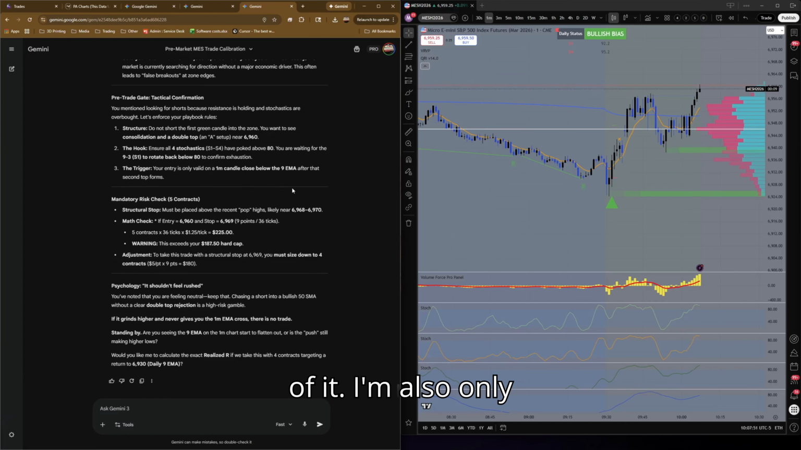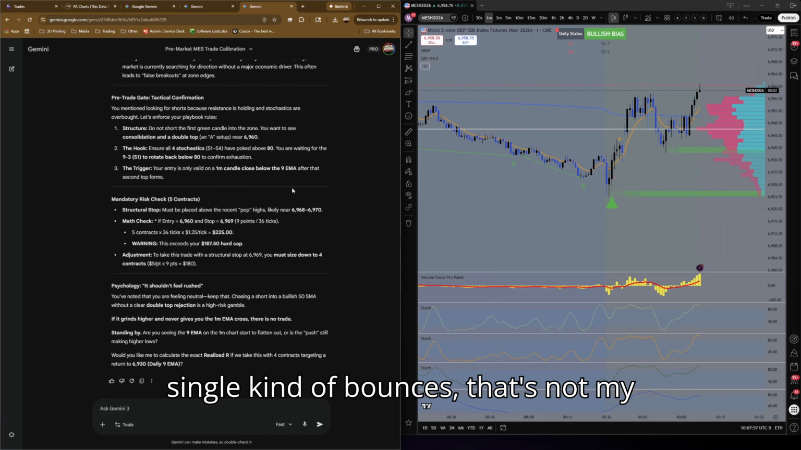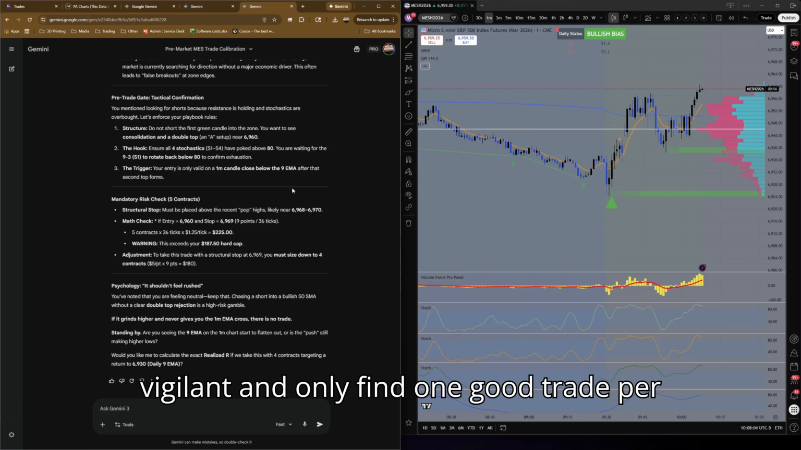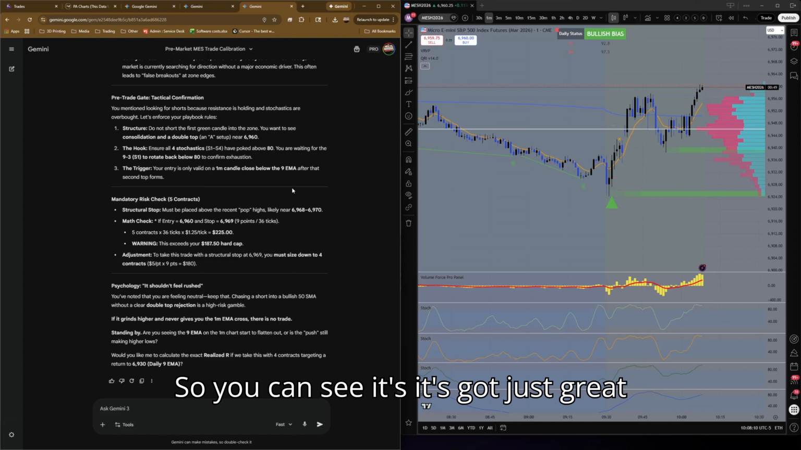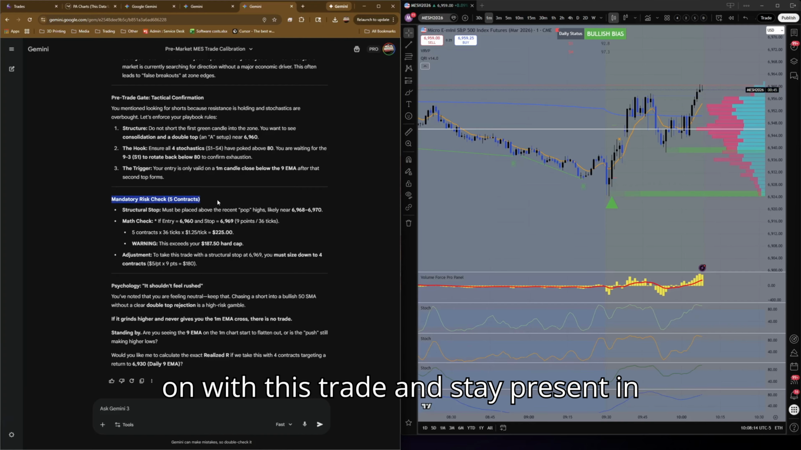I'm also only looking for A setups. So I'm not interested in these single kind of bounces. That's not my trade right now. I'm trying to stay vigilant and only find one good trade per day. So you can see it's just great to pull me back into the now, what's going on with this trade, and stay present in this trade.